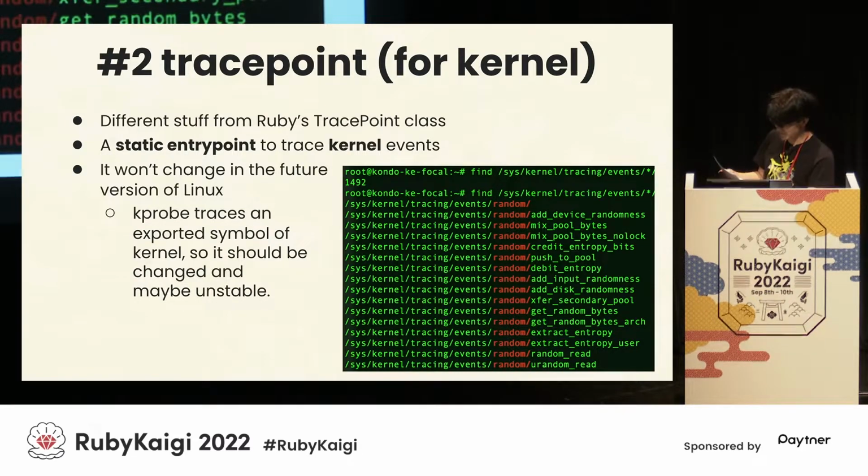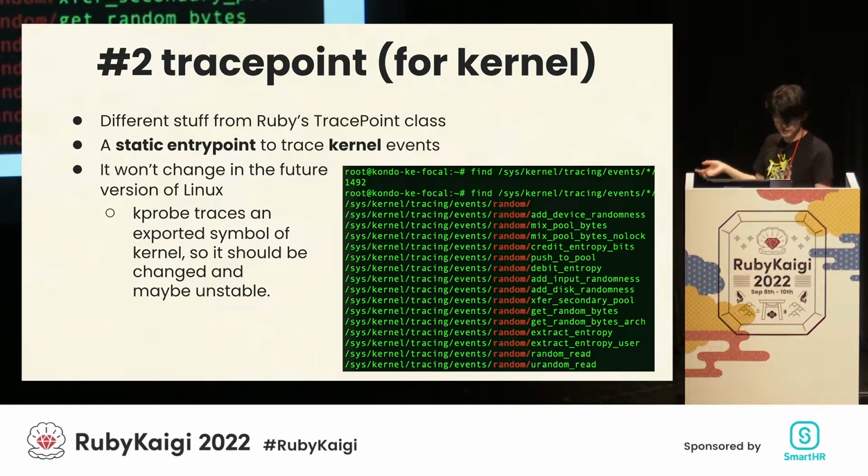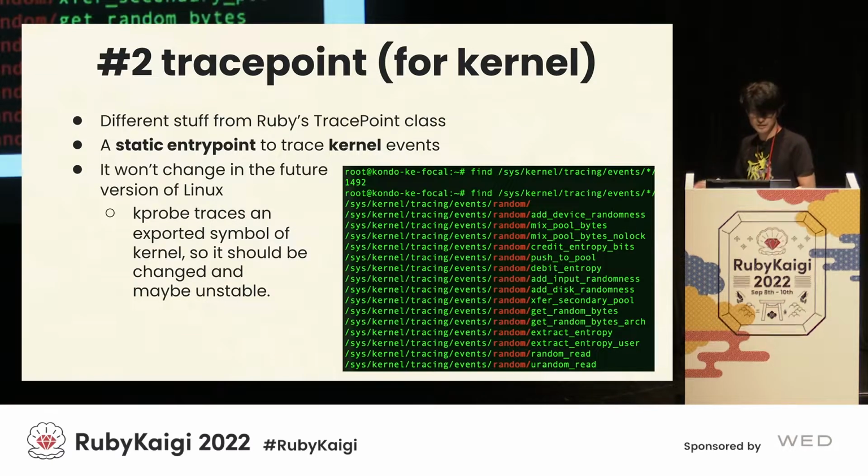Next one is tracepoint. Note that this is different from the Ruby TracePoint class. This is the Linux kernel tracepoint. It is a static entry point to trace kernel events, and it won't change its spec in the future. Kprobe, on the other hand, traces an exported symbol of the kernel. It can change and may be unstable.